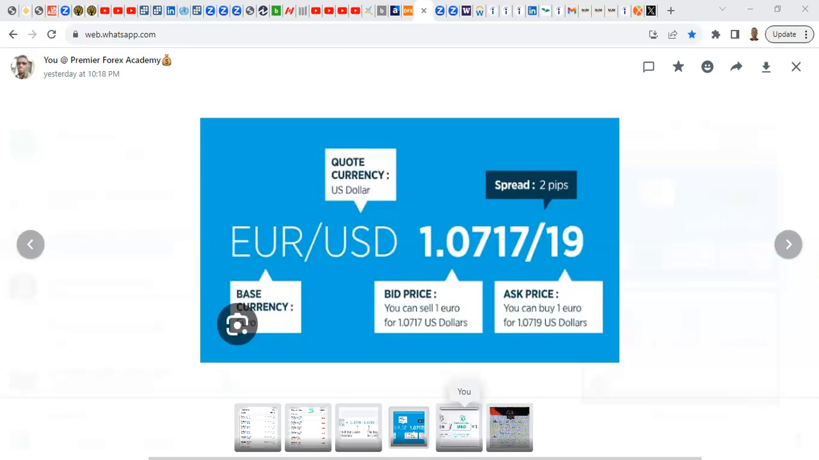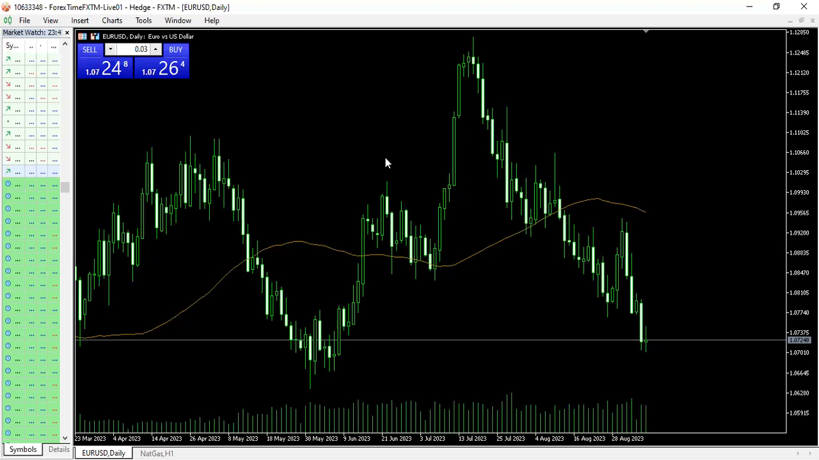Hello? Your screen is showing formatting. It's showing the Euro USD picture. Oh, okay. That's one thing about Zoom. Let me change. New share. Okay, confirm you can see. Okay, you can see the Forex chart now.